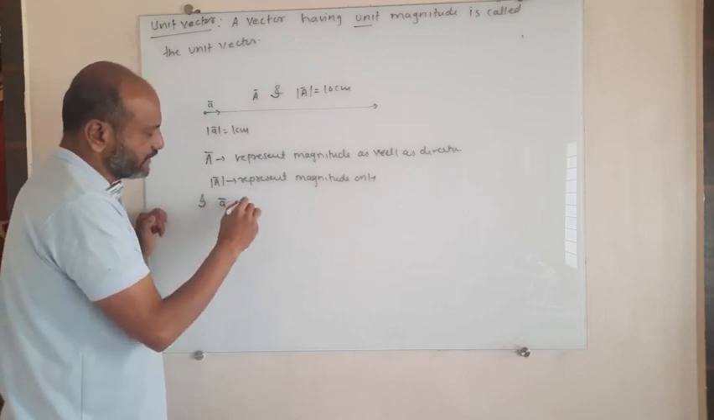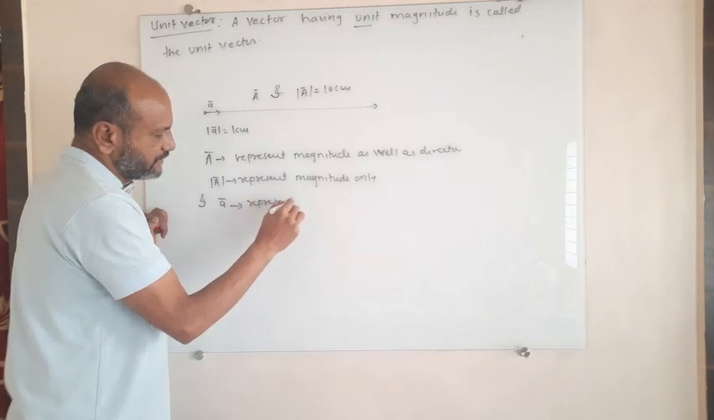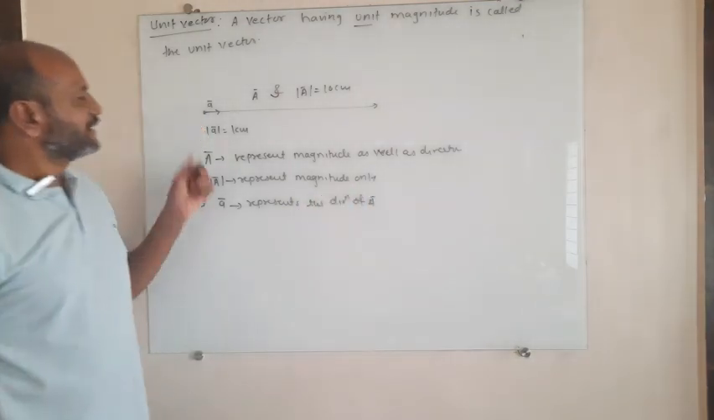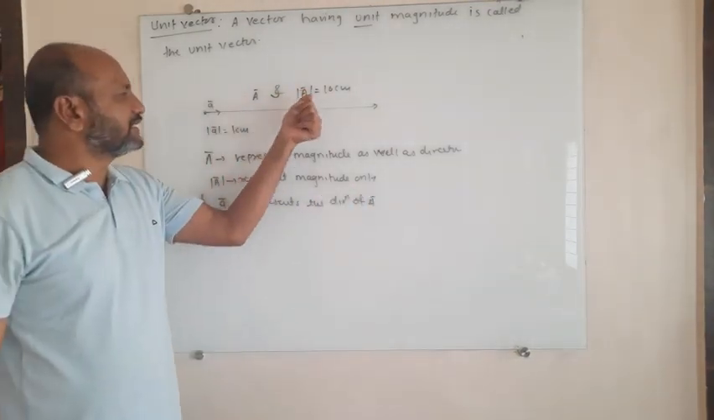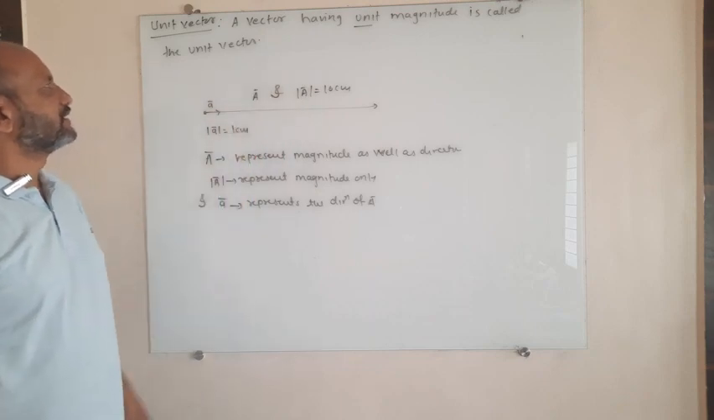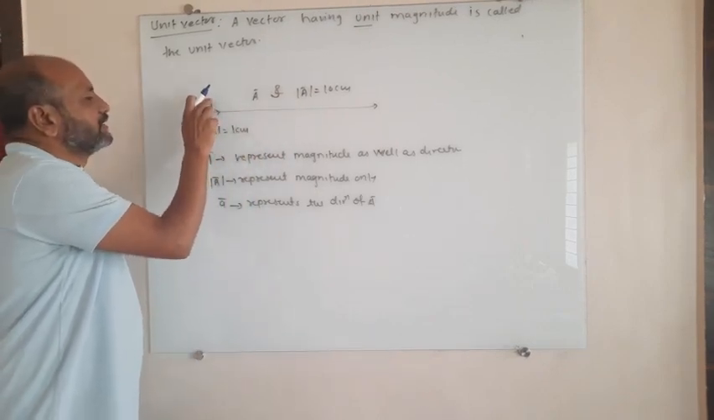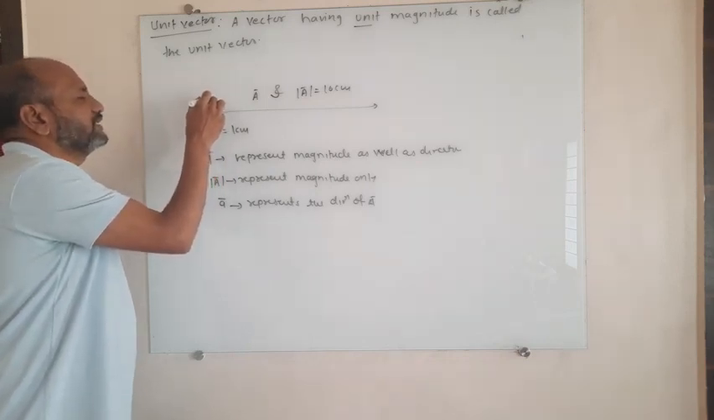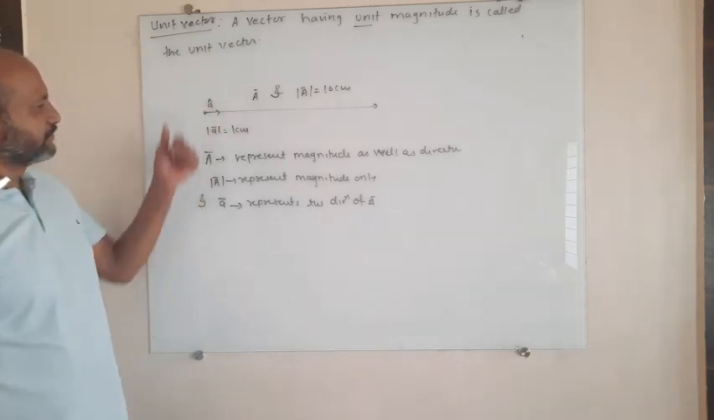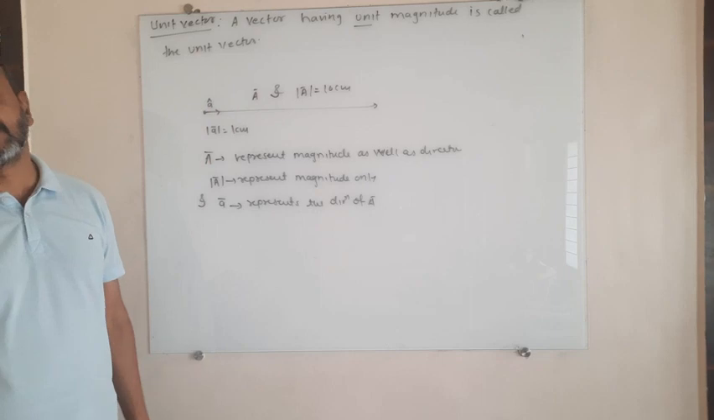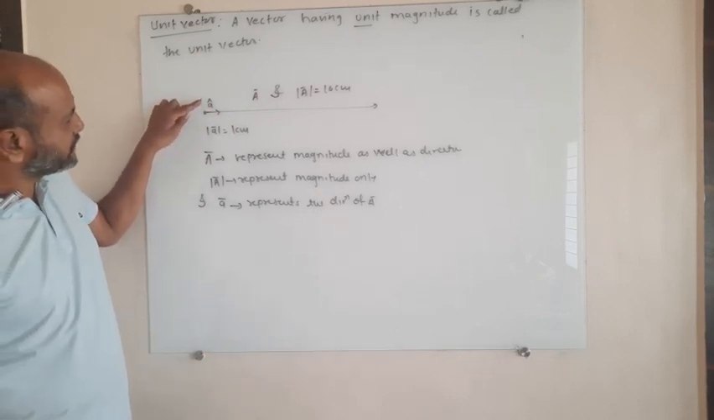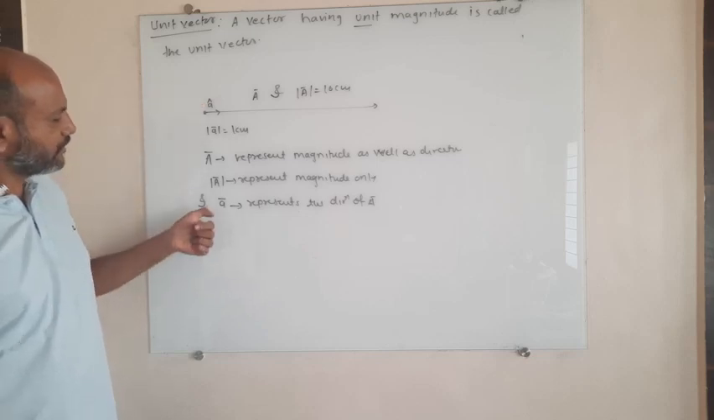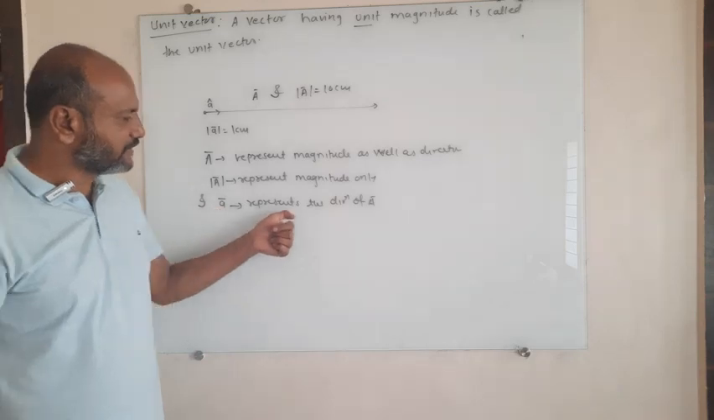Why? A cap represents the direction of A bar. The direction of A cap is the same as A bar, and a unit vector is always denoted by a small cap drawn over the head of its symbol. Therefore, A cap represents the direction of A bar.